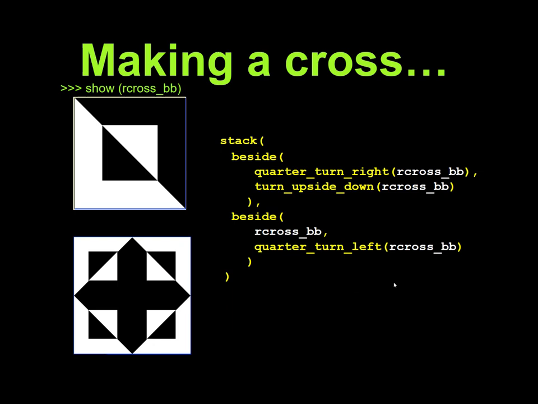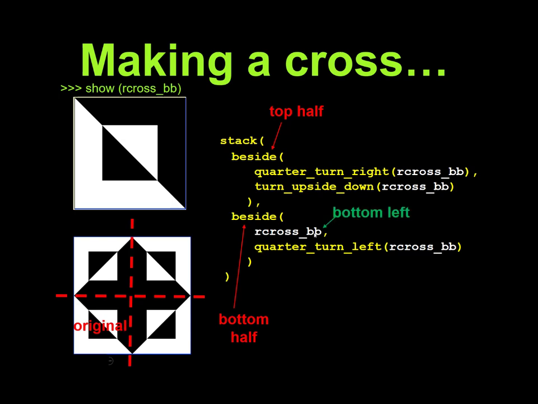So you can write a function to make a cross. This is a cross. Divide the pictures into 4 sub-pictures. We use the beside to form the top, another beside to form the bottom. The original is here, the bottom left. The turn left, quarter turn left, is here, the bottom right.